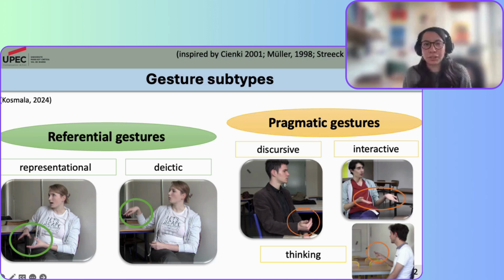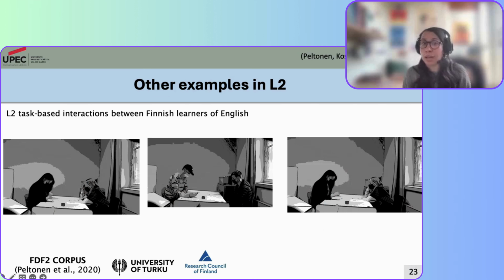Now let's look at more examples in L2 data. This is from an entirely different corpus. It's not tandem interactions anymore. These are interactions between Finnish learners of English. This is from a project on fluency.